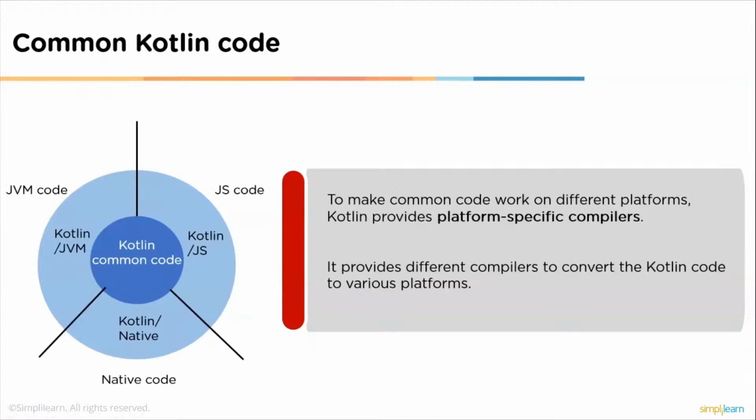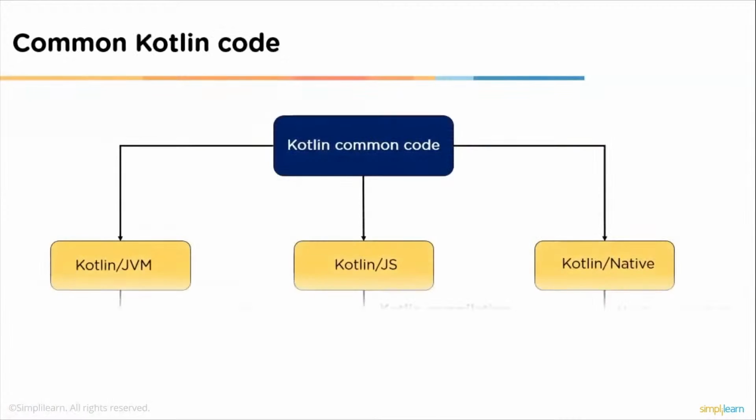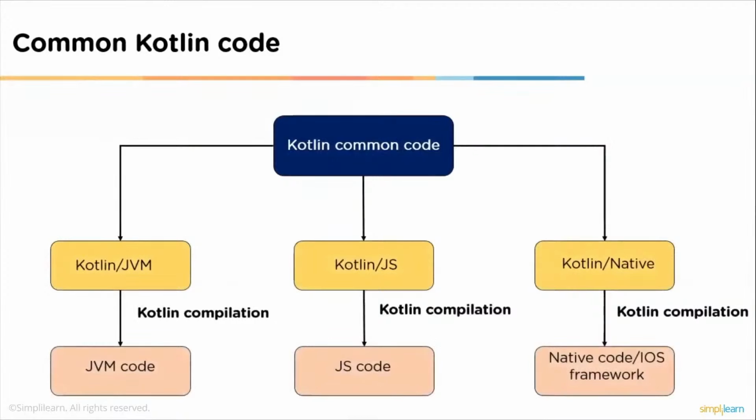Each platform-specific version includes various platforms. For example, JVM includes Java 8, Java 6, and Android. Then JavaScript includes browser and Node. Native includes iOS, Mac, Windows, Linux, etc.